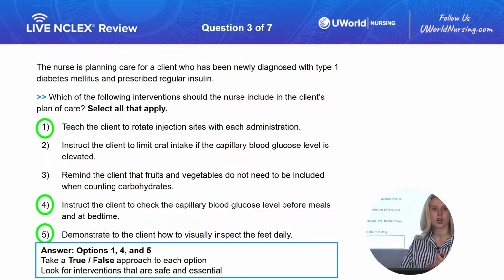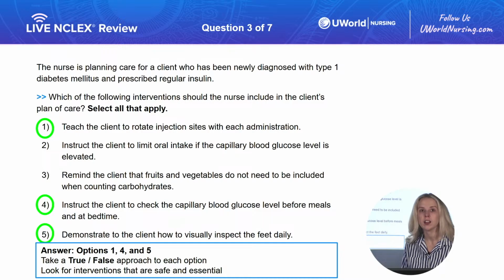In this case, we want to teach the client to rotate injection sites to prevent any scar tissue, transfer infection, and to avoid irritation and inflammation. This would be correct. We want to make sure we instruct the client to check the capillary blood glucose before meals and at bedtime. These are AC and HS checks. These are really common for an insulin regimen.